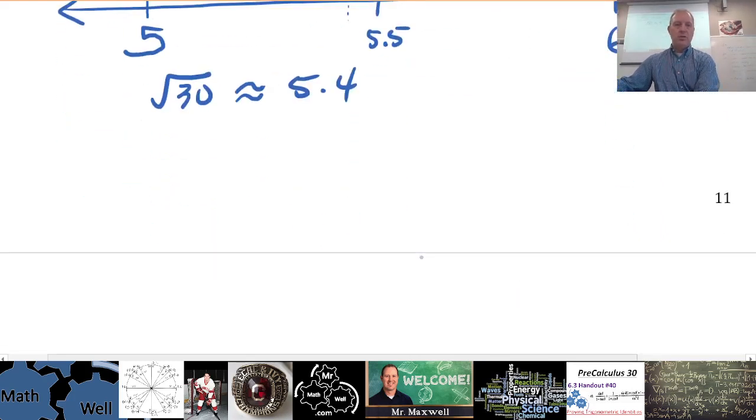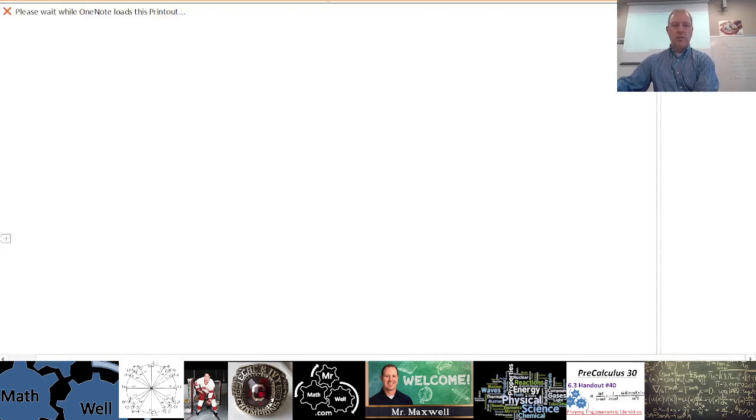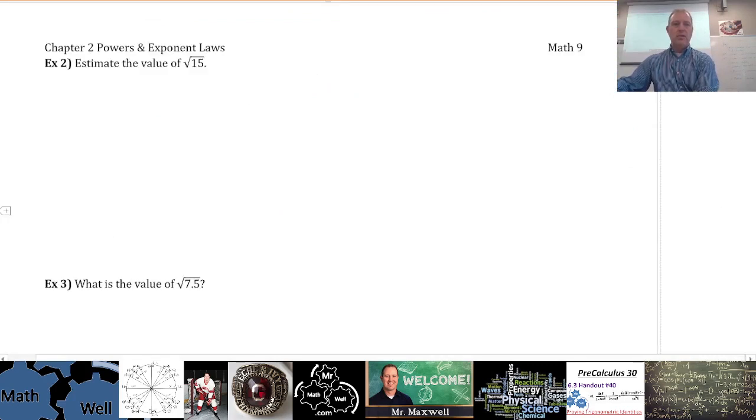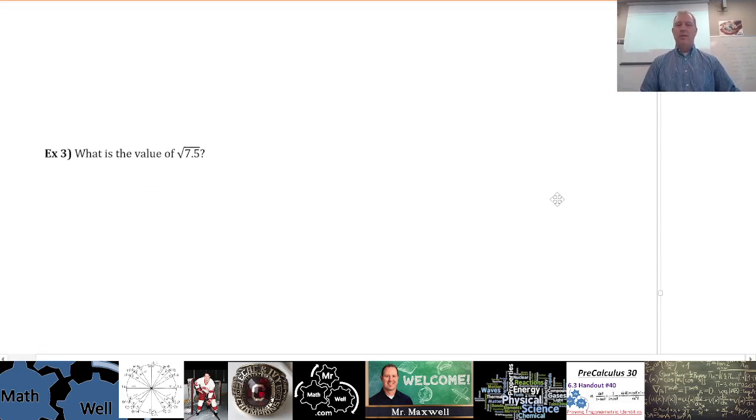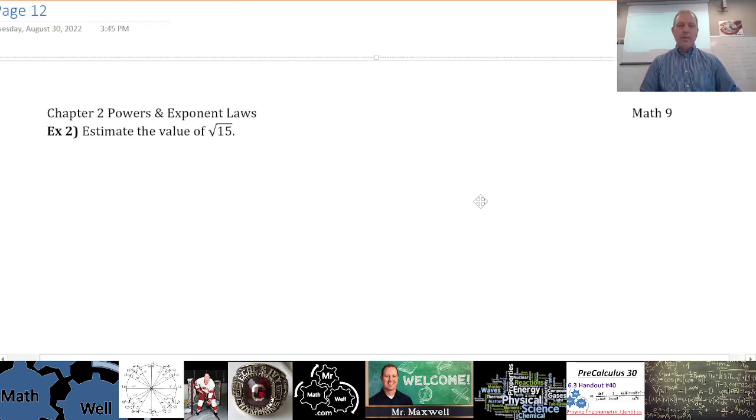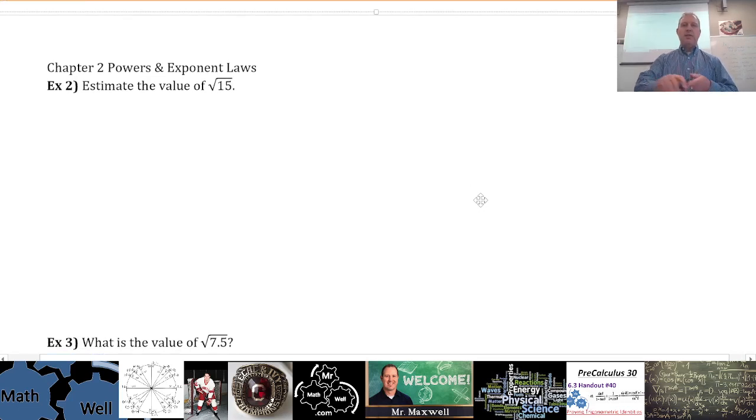Maybe we should do another one. On your paper here that you've got, estimate the value of root 15, okay? I'm going to zoom in here a little bit more. Okay, so example 2 is estimate the value of root 15. So we're going to do the same sort of thing.